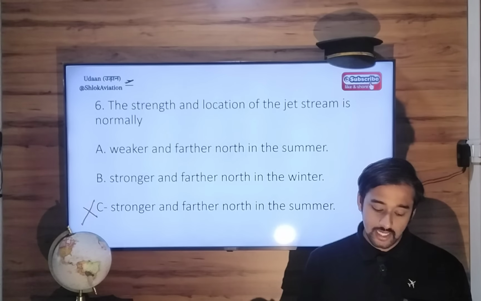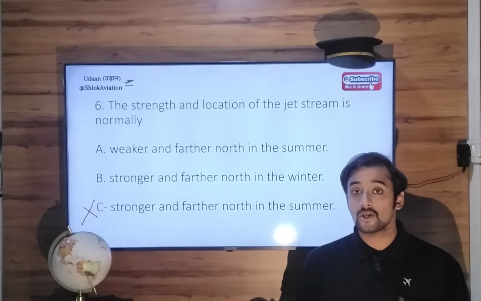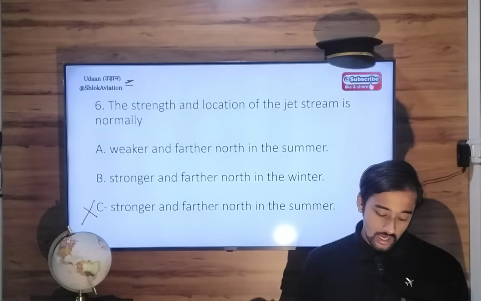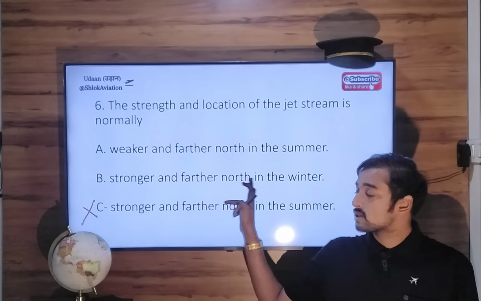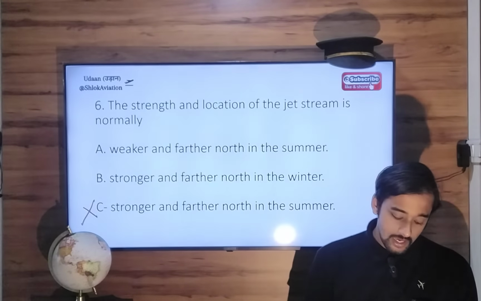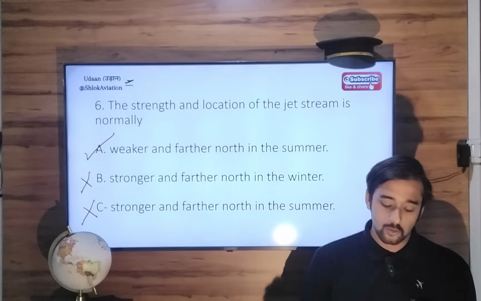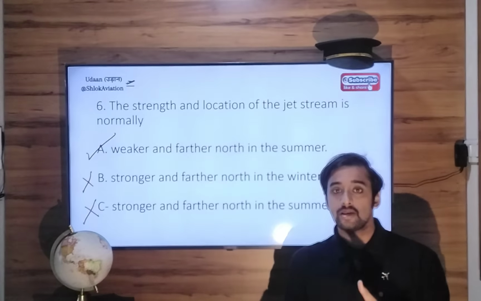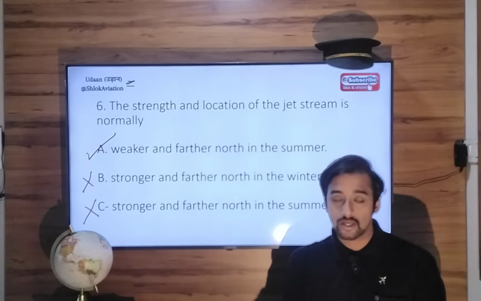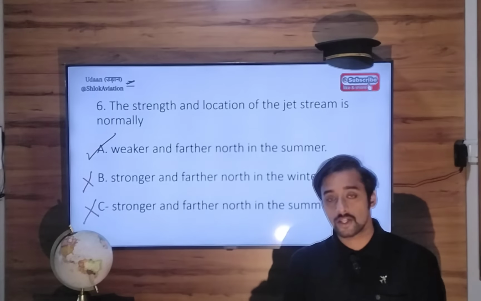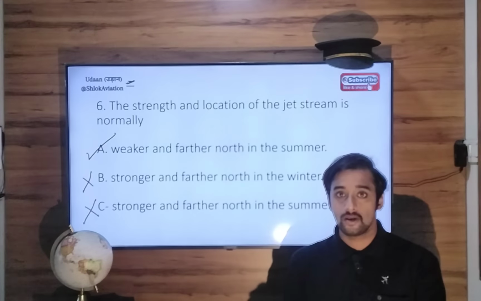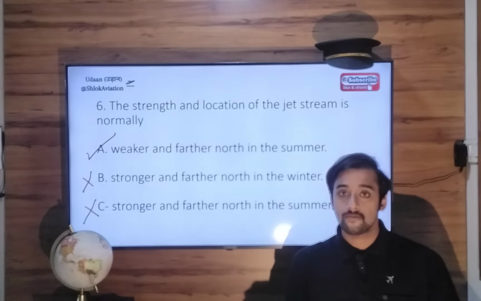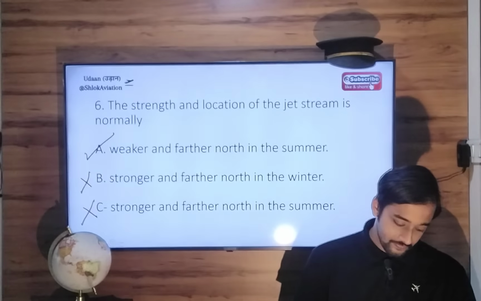Option A says the location of the jet stream is farther north in the summer. Option B says the location of the jet stream is farther north in the winter. So option B is eliminated. Option A is the correct option. Summer months, jet streams migrate to higher latitudes. During winter months, the jet stream will move southwards. So option A is the correct option.